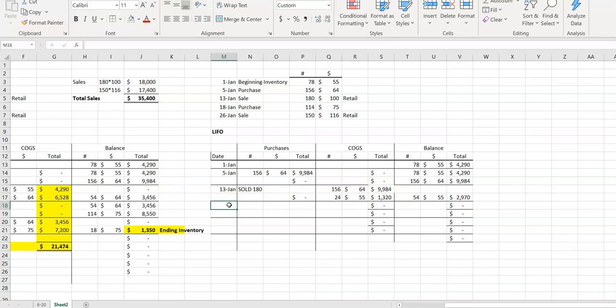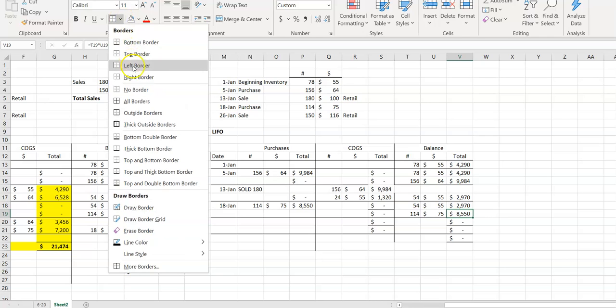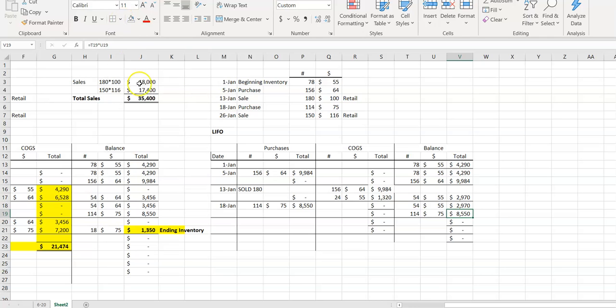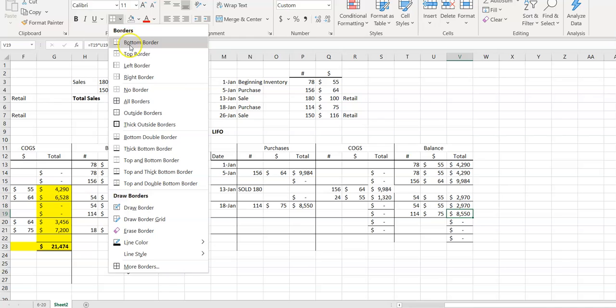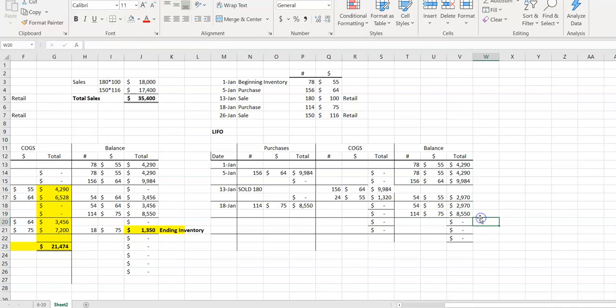All right. January the 18th, I bought 114 at 75. All right. So I have to bring the 54 down first, and then add in the 114 at 75. Okay, ignore this one.